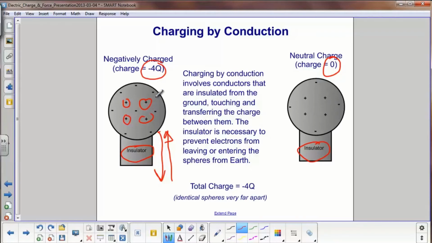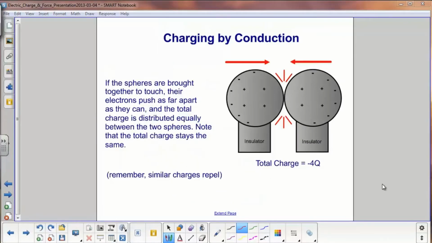So in this case, you have a negative 4q over on this sphere, 0q here. The total charge between the two spheres is negative 4q. The spheres are now brought together and they touch. The electrons are now free to flow between the two spheres, and the excess electrons from this sphere flow over to this one, and they are as far apart as possible as like charges repel. However, note that they were equally distributed between the two spheres.